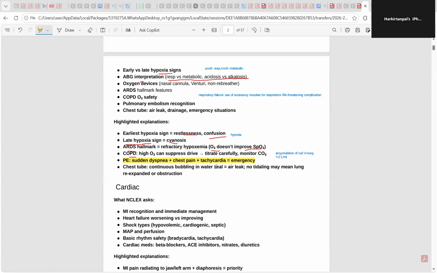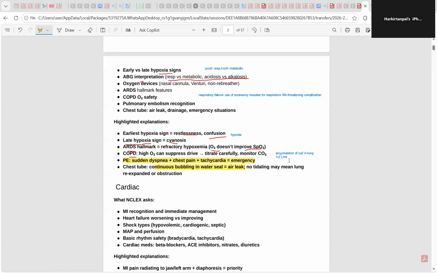Continuous bubbling in the water seal indicates air leakage. And no tidalling is also very important. No tidalling means there is no fluctuation of the water in the water seal chamber, indicating either the lung has re-expanded well, or there may be some obstruction or kinking of the tube. So we need to check the tubings.